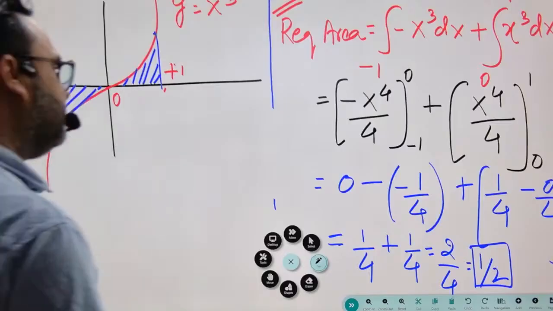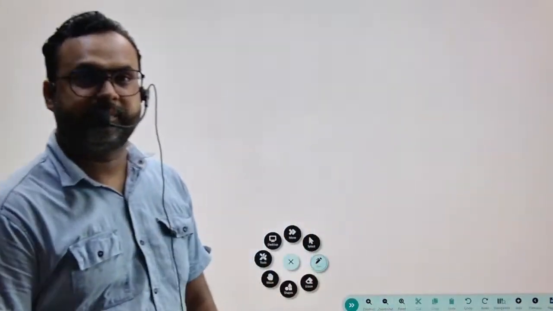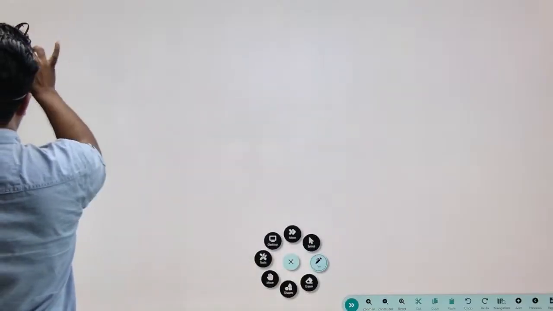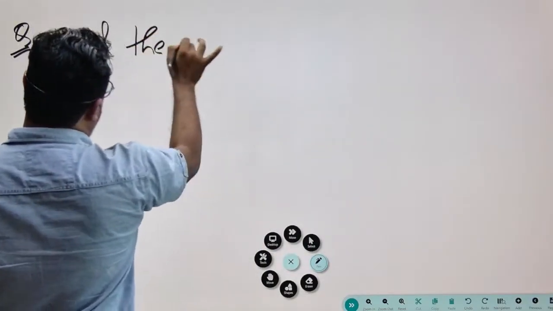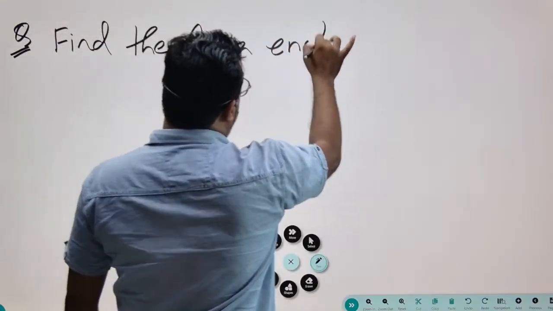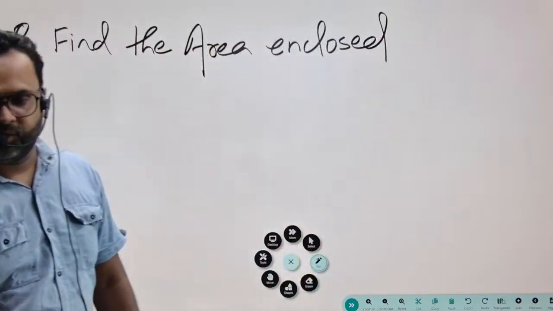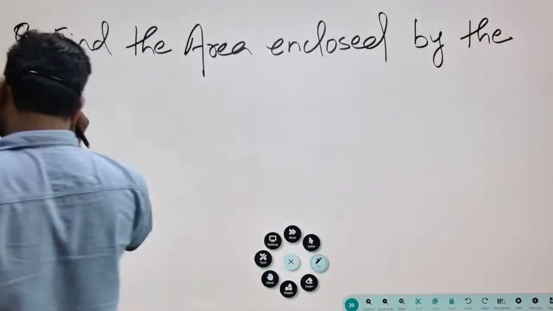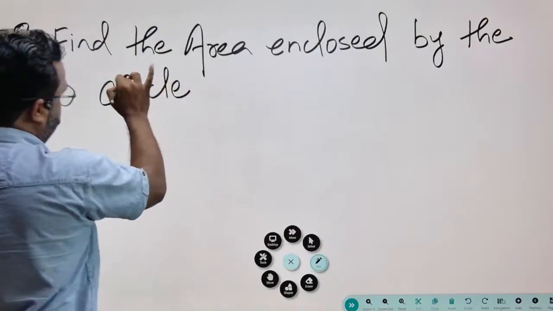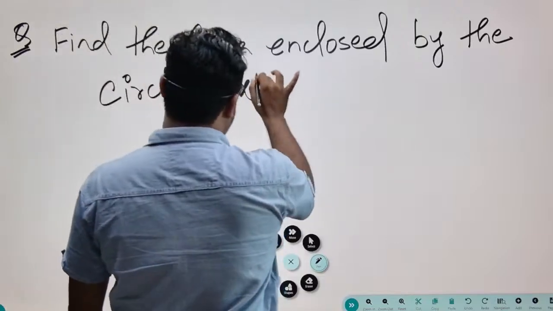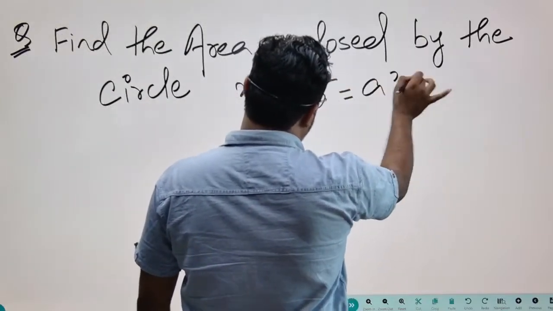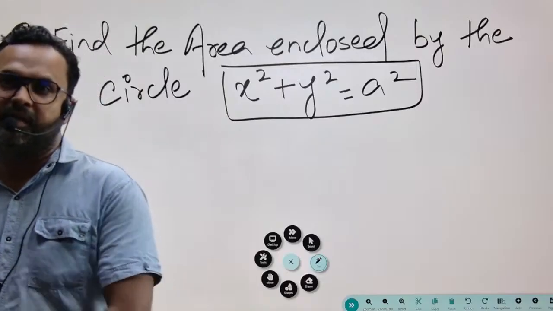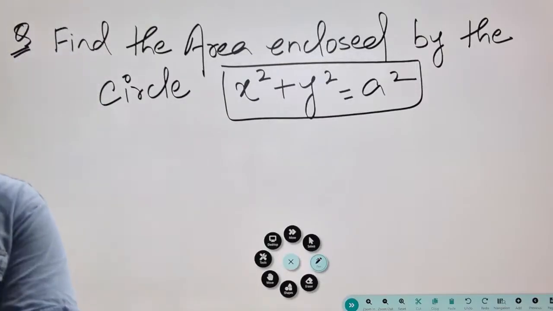Yeah, next one. Next question. Find the area enclosed by the circle x square plus y square is equal to a square. Yeah, try to solve this one.